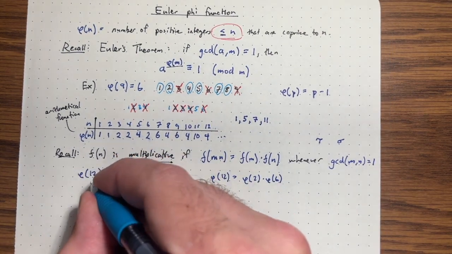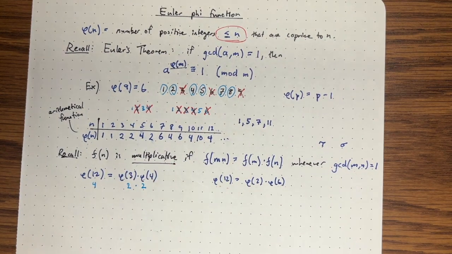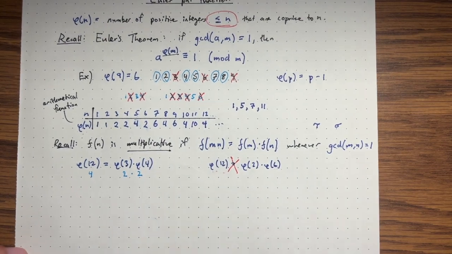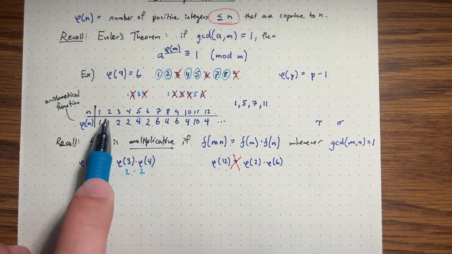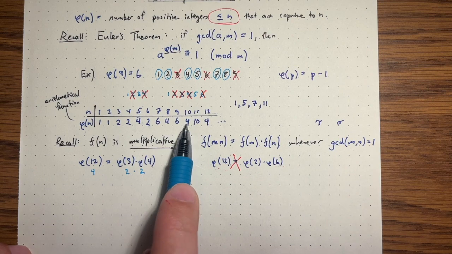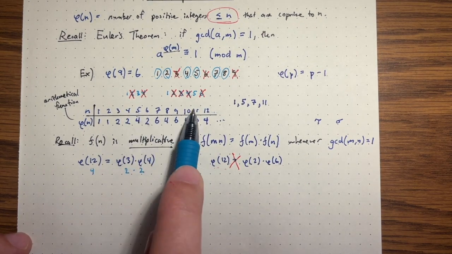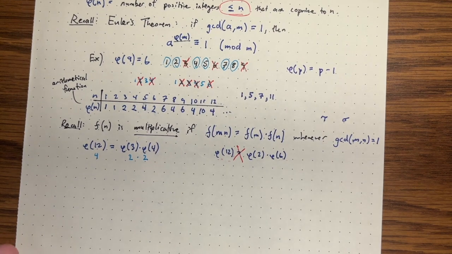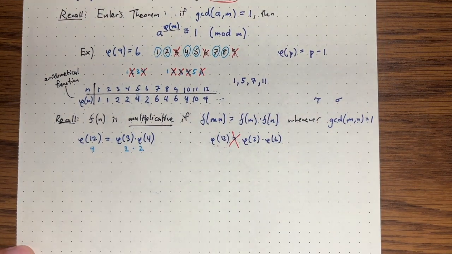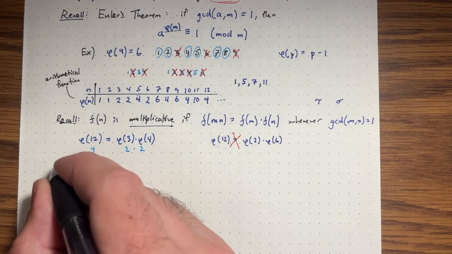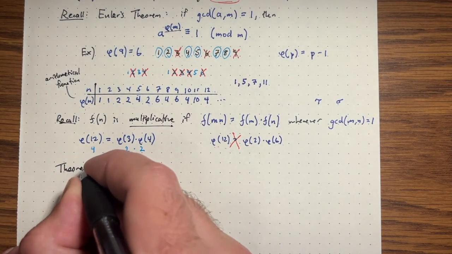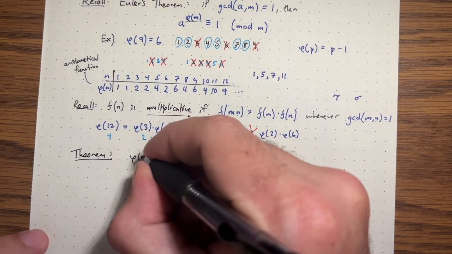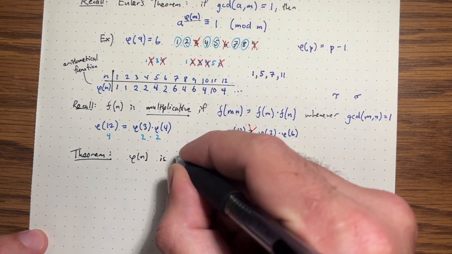So 4 is 2 times 2. This one's not necessarily true. And you can check some other examples. For example, 10, yeah, we have 4. 2 times 5 is 10. Phi of 2 times phi of 5 is also phi of 10. And in fact, phi does turn out to be multiplicative. So that'll be our theorem that we're going to try to prove. Phi of n is a multiplicative function. It is multiplicative.